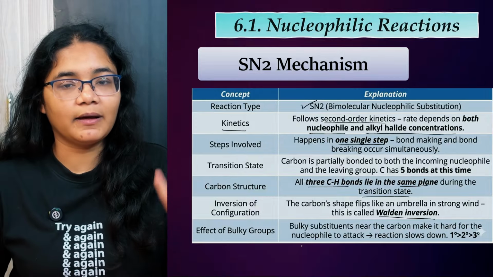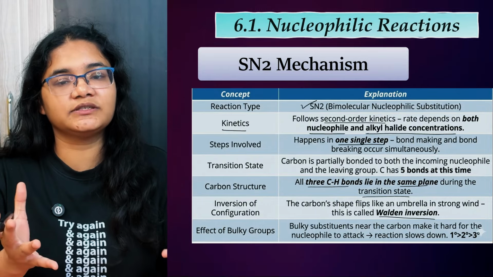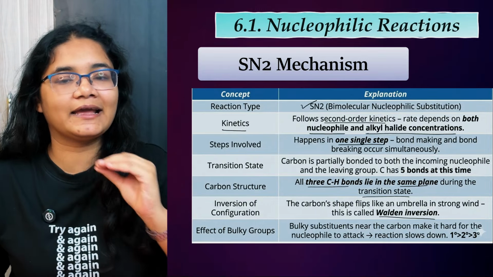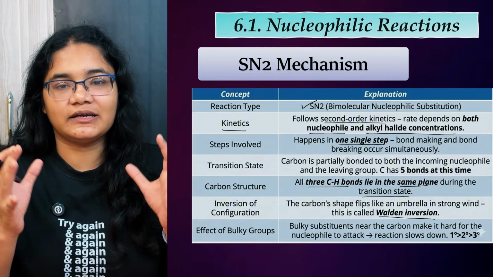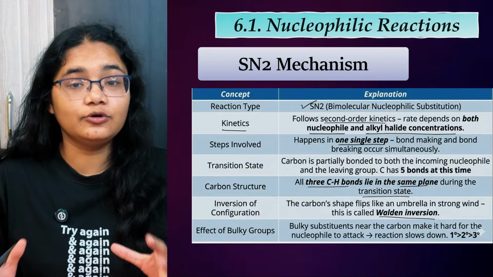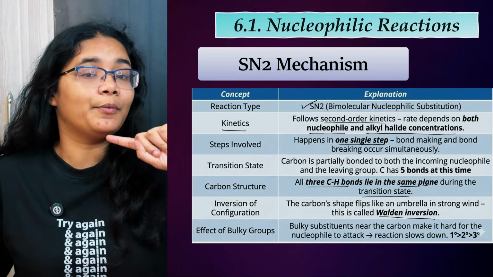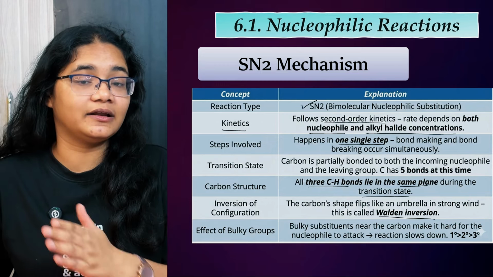Now if there is a more bulky group, the reaction will slow down, because if bulky groups are present, the nucleophile cannot attack easily from the backside, so that is why the reaction will be slowed down. And for the SN2 mechanism, the order of reactivity is primary, secondary and tertiary, whereas in SN1 it was tertiary, secondary and primary.